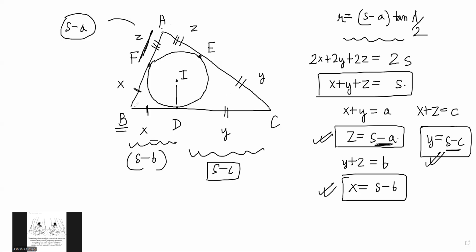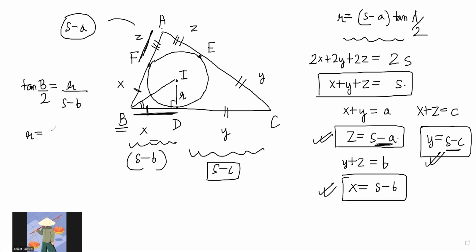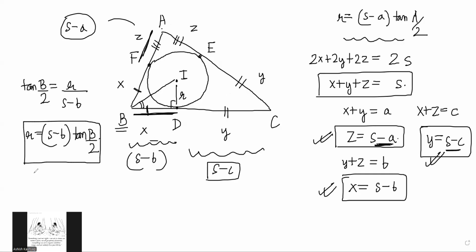Now we can just join it and say this angle is 90 and this is r, and this is s minus b. So we can say that tan of B by 2 is r upon s minus b, so r is equal to s minus b into tan B by 2. This is the fourth version.